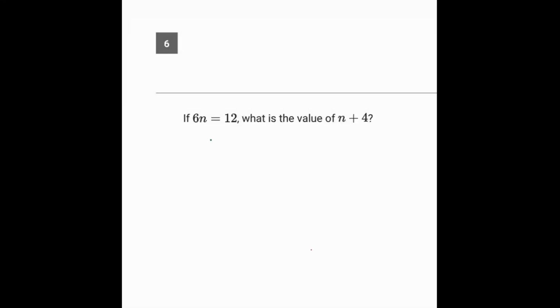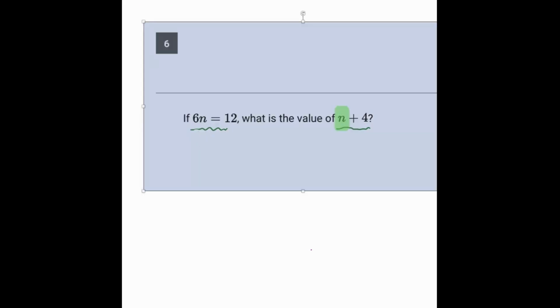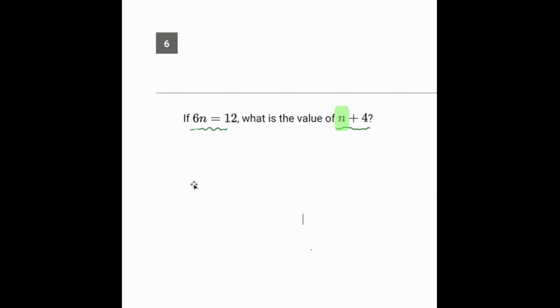Now going to question number 6, here we're getting an equation and we're being asked to turn it into this. So if we want n plus 4, then it probably helps to just get n by itself first. So let's do that. Right now, what is happening to n? It is being multiplied by 6. So the opposite is to divide by 6. So let's just show that here. Divide by 6, divide by 6.